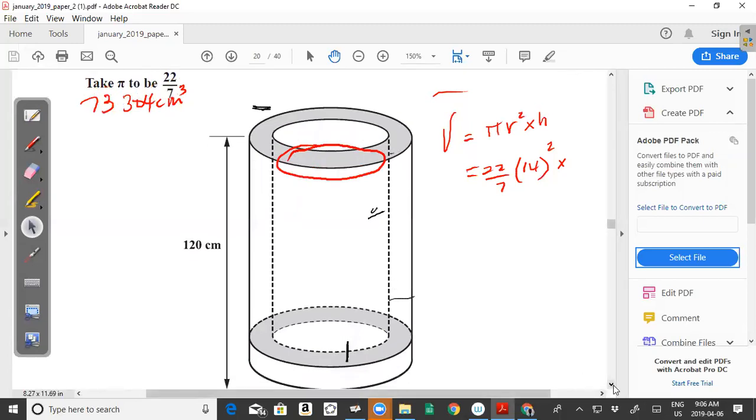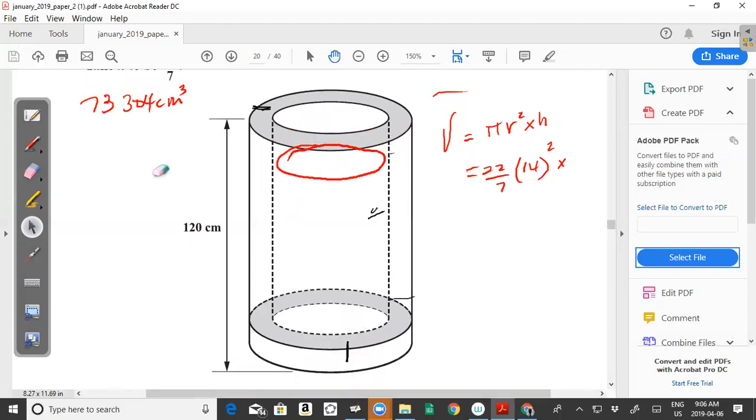So as you can see here, just looking at the cylinder, there's a thickness at the bottom. So the internal volume actually stops here. Okay? So that's the internal volume I'm drawing here, with a radius of 14 centimeters.